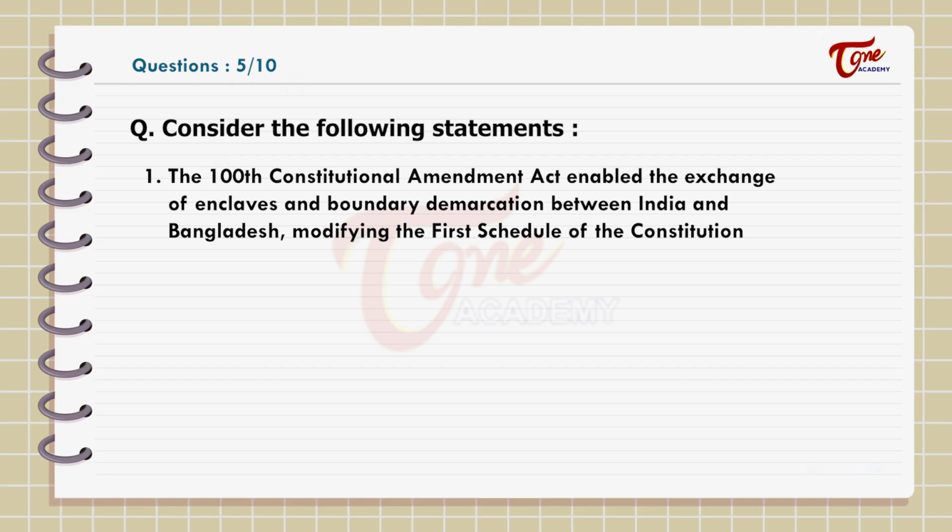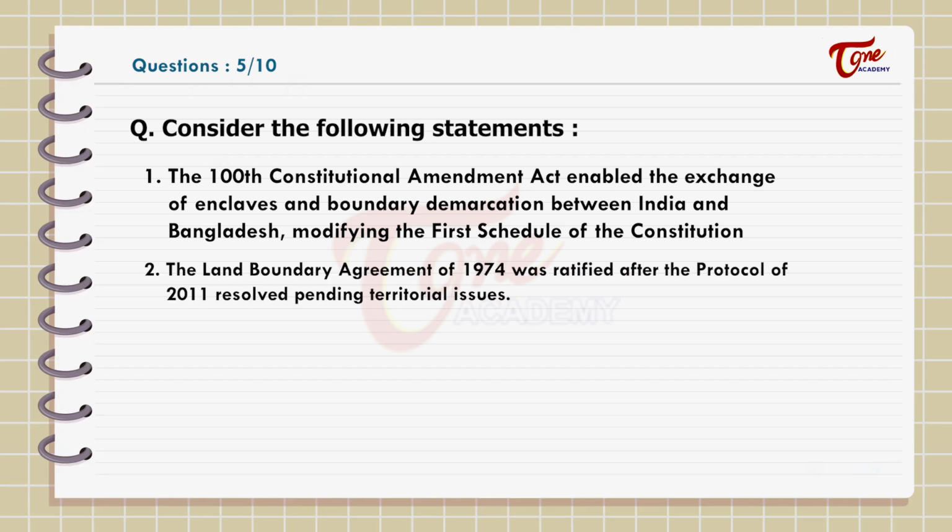Consider the following statements. Statement 1. The 100th Constitutional Amendment Act enabled the exchange of enclaves and boundary demarcation between India and Bangladesh, modifying the first schedule of the Constitution. Second statement. The Land Boundary Agreement of 1974 was ratified after the Protocol of 2011 resolved pending territorial issues. Which of the following is incorrect in respect of the above statements?